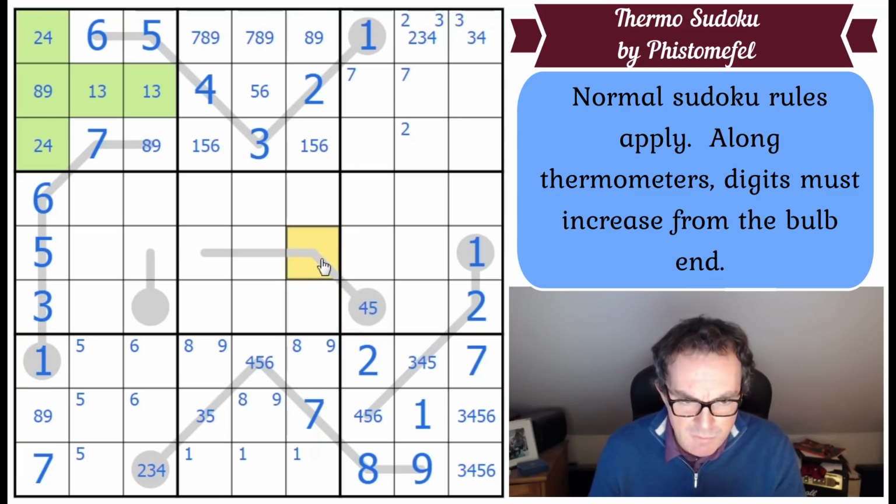This square, therefore, can't be 5 or 7. So this has to be 6, because otherwise if it's 8, you go 9, 10, and you can't put 10 on the thermometer. So this is 6, as a thing we've discovered. 6, this square is 7 or 8, this square is 8 or 9.